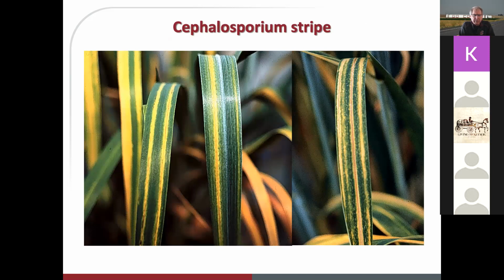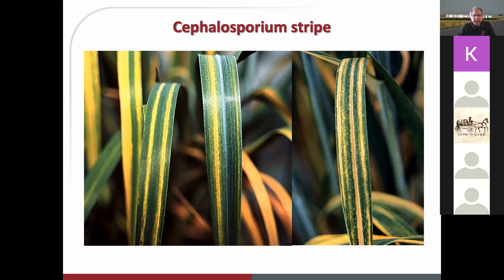Now, one of the things that's a characteristic of this disease is if you follow these stripes, they go from the tip of the leaf blade down to where it attaches to the stem. And then it goes down that leaf sheath that wraps around the stem. And that's one way for sure to distinguish cephalosporium stripe. Sometimes you can get yellowish stripes or streaks in the leaves, but they don't go all the way down the leaf blade and down the leaf sheath.